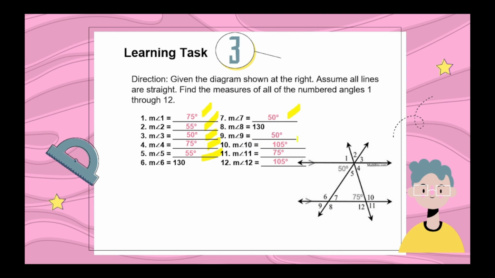The measure of angle 9 is 50 degrees. The measure of angle 10 is 105 degrees. The measure of angle 11, 75 degrees. And the measure of angle 12 is 105 degrees. Total of 10 points, all in all. Diba? Madali lang ang ating learning task.